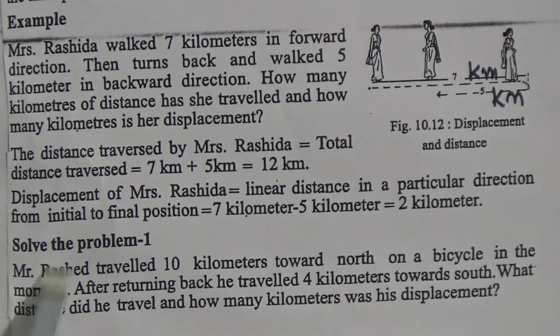Now here you have to solve one problem. Mr. Rashid travels 10 kilometer towards north on a bicycle in the morning. After returning back, he travelled 4 kilometer towards south. What distance did he travel and how many kilometers was his displacement?